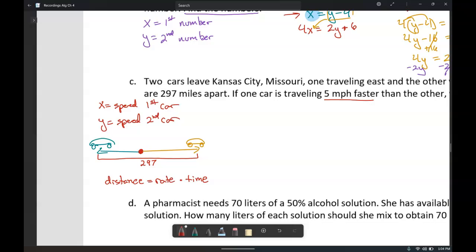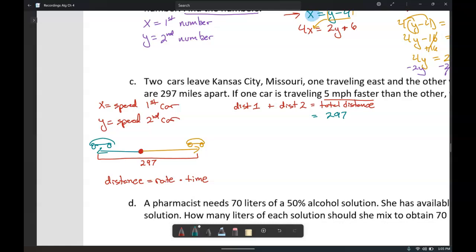Let's think about the distance aspect first. So in some basic terms, the distance of car 1 plus the distance of car 2, has to equal their total combined distance. I'll just label that as total distance. Well, we know the total distance is 297, but how do we represent the distance of car 1 and car 2 in a way that allows us to use our variables x and y?